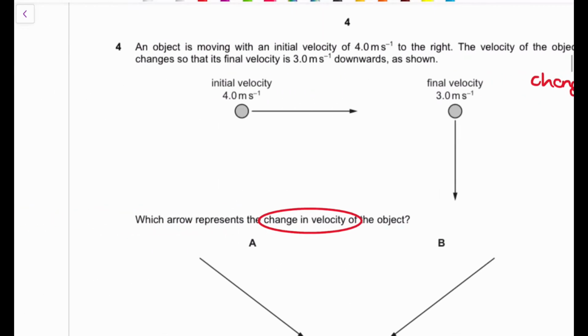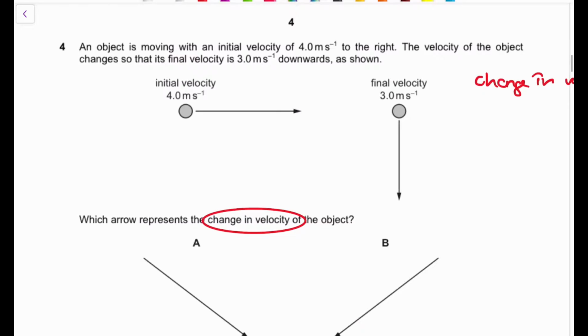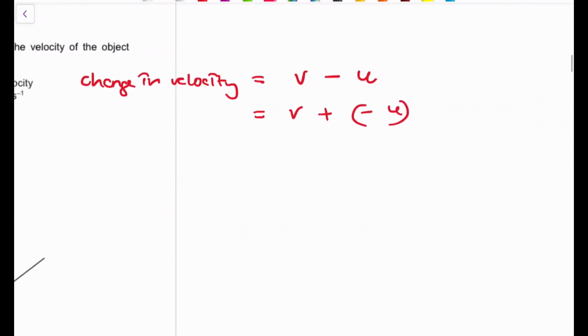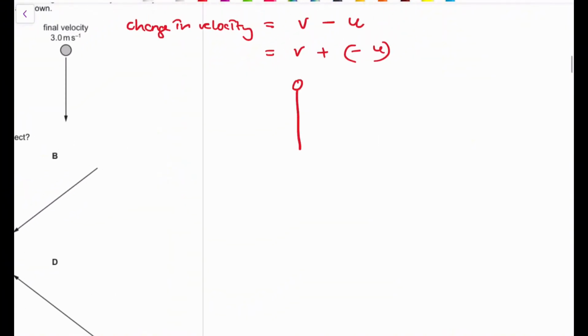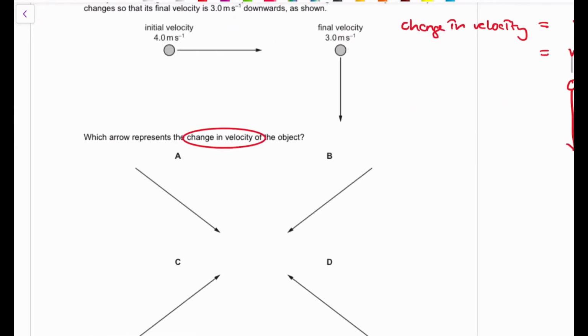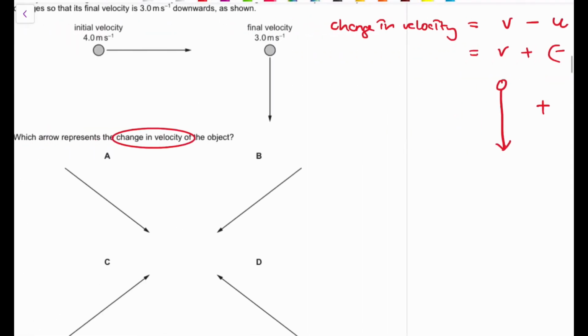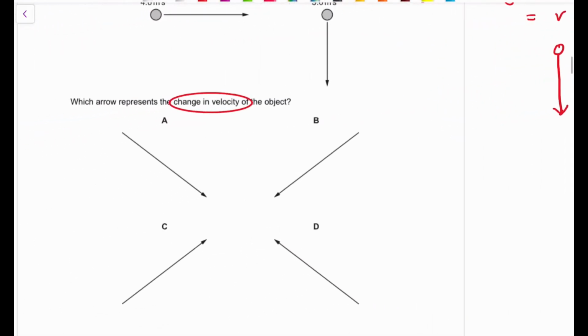So if I go back to my initial one, it's going to be v, my change in velocity, final velocity minus initial, right? V plus negative u, right? So the v is correct because the v is acting down, okay? But it's going to be plus. The u, which is acting in that direction, so for it to be negative, it needs to be acting in that direction, right? So how do I find the arrow which represents the change in the velocity?